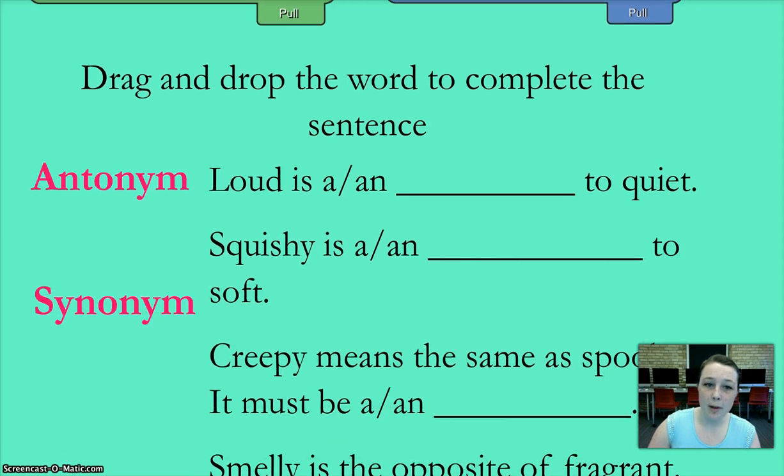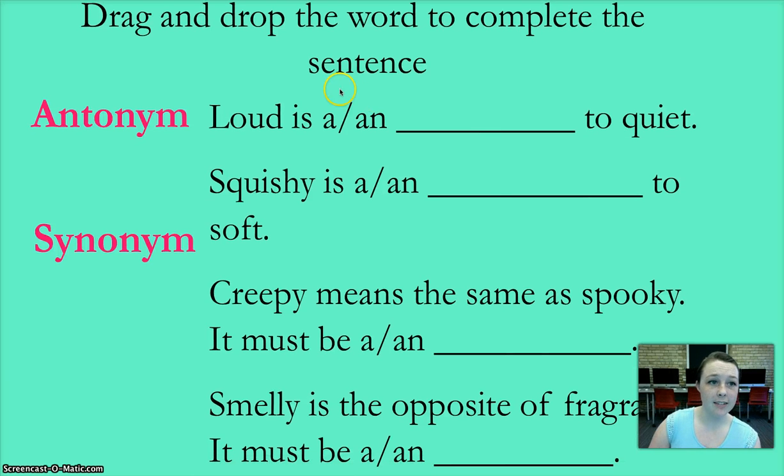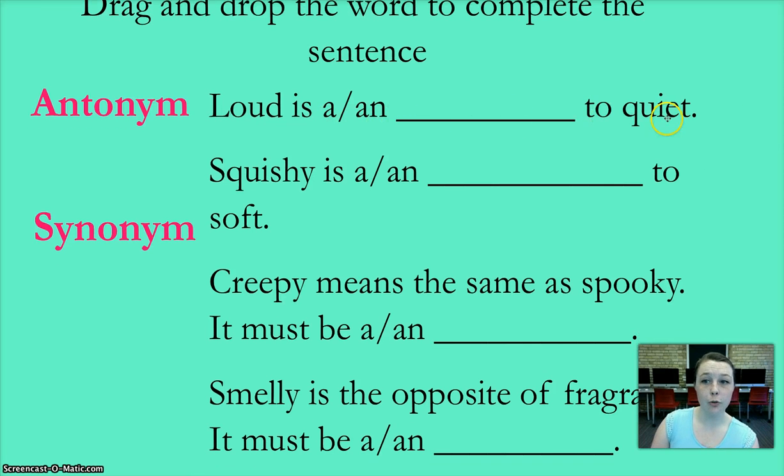Now we're going to match some sentences below. It says, drag and drop the word to complete the sentence. So our first sentence says, loud is a blank to quiet. Now loud is the opposite of quiet, so that's an antonym. Loud is an antonym to quiet. The next sentence says, squishy is a blank to soft. Squishy and soft are kind of similar. So similar and same, I'm going to say that's a synonym. Squishy is a synonym to soft.